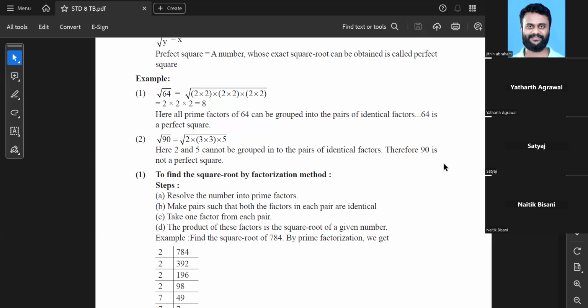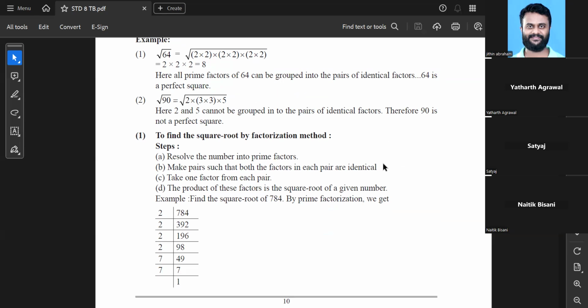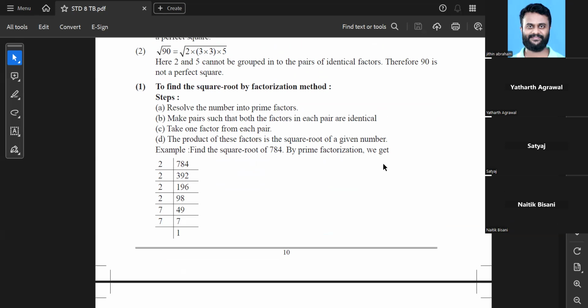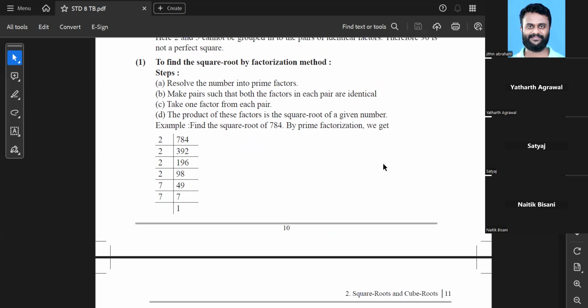So, dear children, what I was saying, I have explained these two numbers just for your understanding. I'm assuming that I was pretty clear, so I'm proceeding further. I'm just skimming through what is there in the textbook. So how do we find the square root by factorization method?